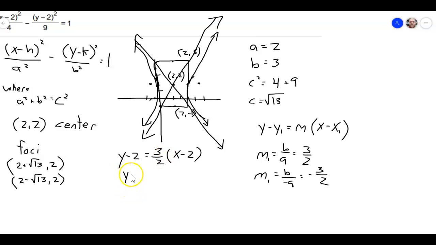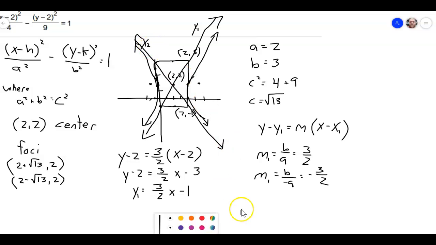So I'm going to get y minus 2 is equal to 3 over 2 x, and then that times that is just minus 3. Add 2 to both sides. I'm going to get y is equal to 3 over 2 x minus 1. And I'll call that y1. So this here is y1. That's our first slope. So this line over here, asymptote, will be y2. And let's go ahead and solve for that one as well.